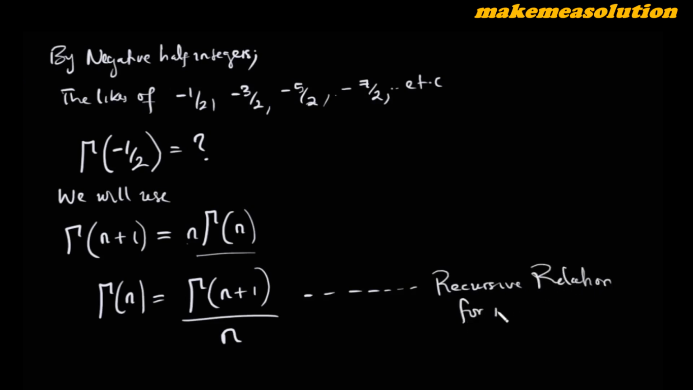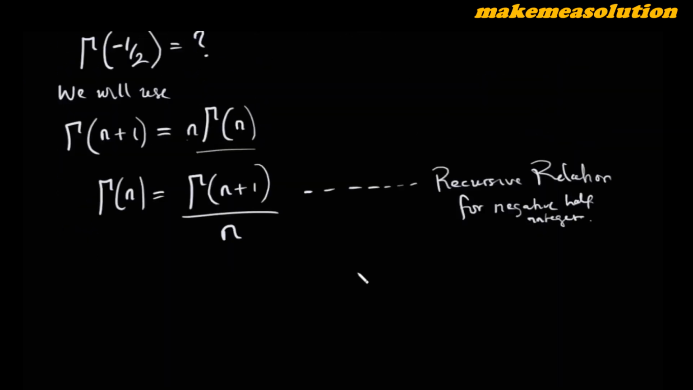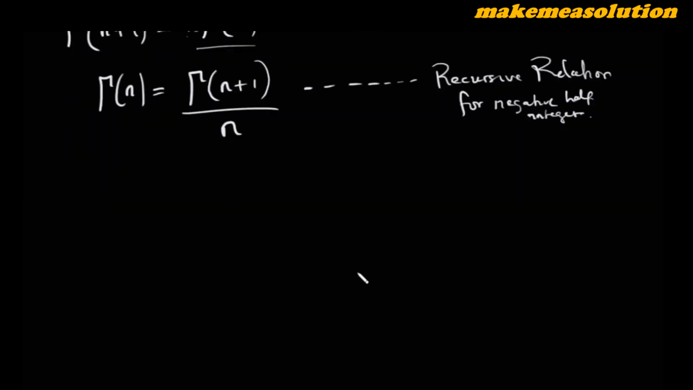For negative half integers, we will make use of this one that you can see over here. So let's dive in and see how we resolve it.